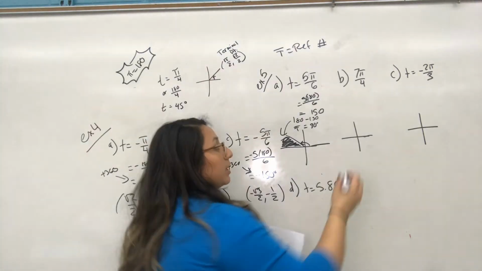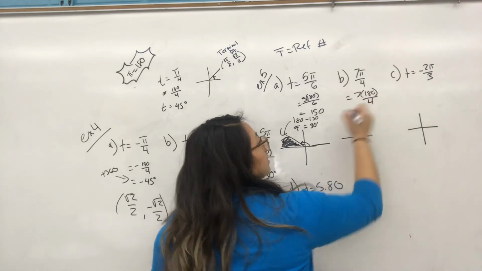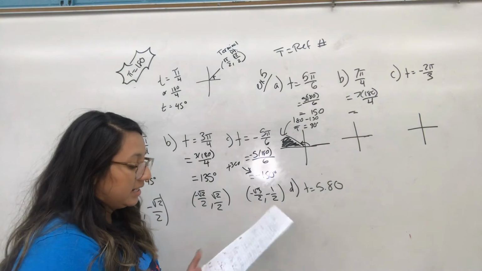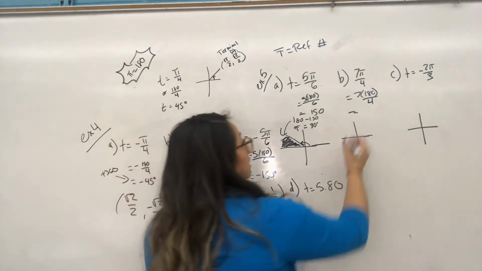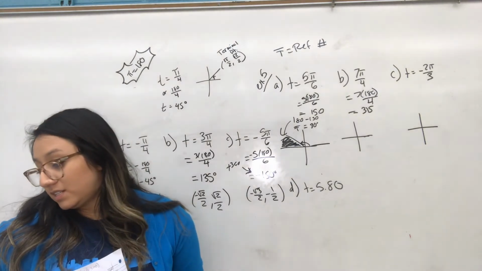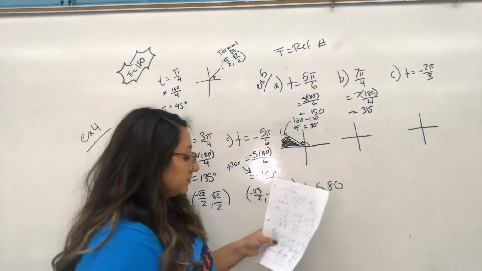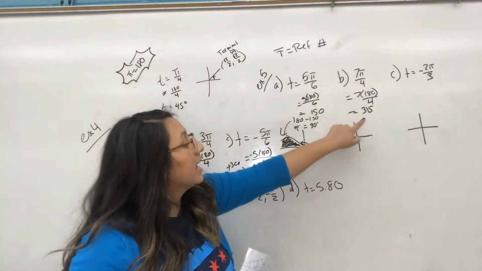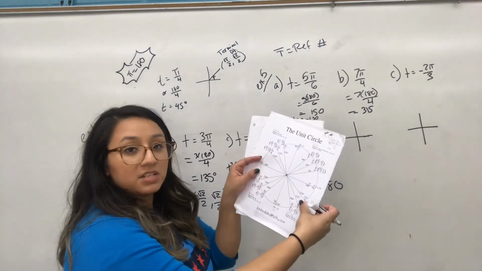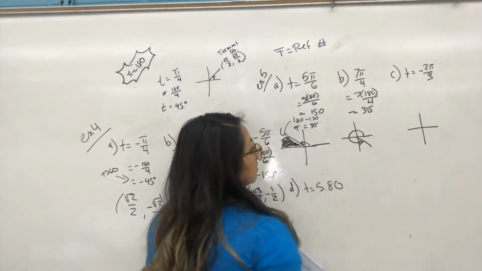B, we are going to convert this to degrees. And when we do, 7 times 180 divided by 4, we end up with 315. Let me check if that's correct. And then, yep. And that means here for B, we have 315. If you look at your chart, 315 is somewhere around here. I'm just going to go ahead and draw it here. It looks like it's right there.